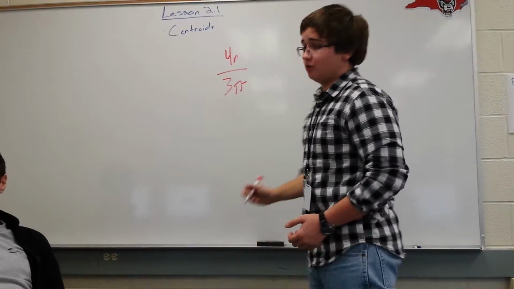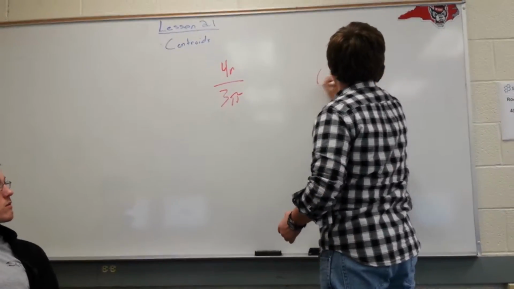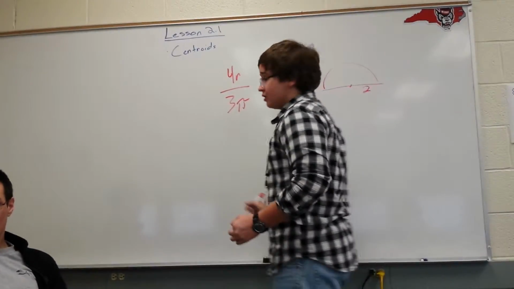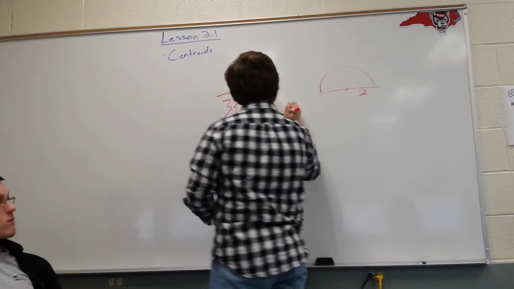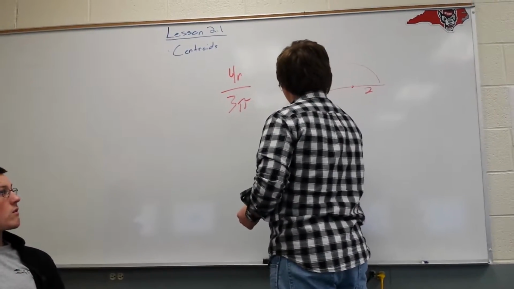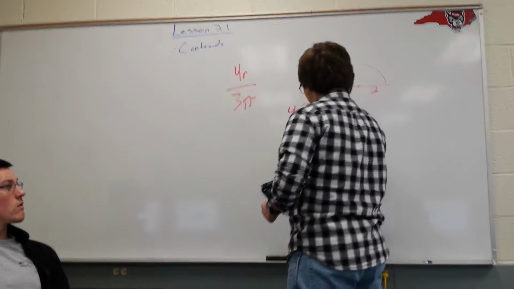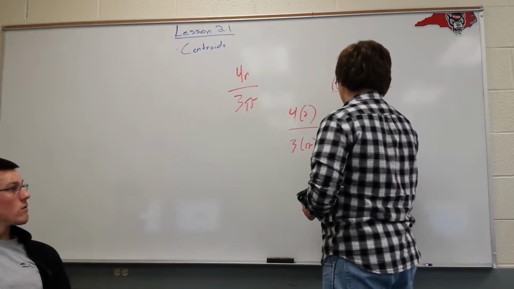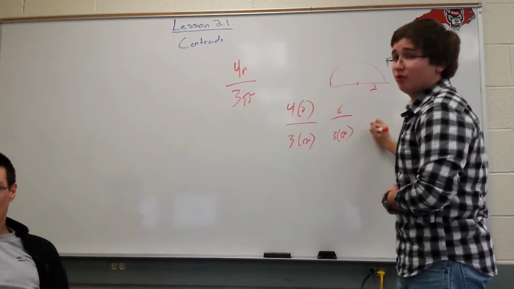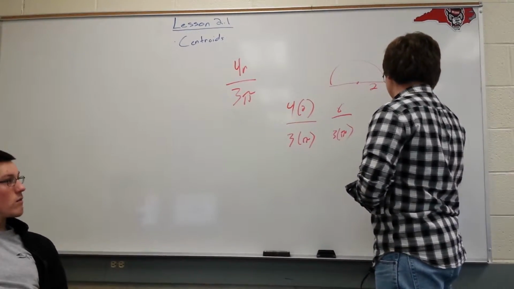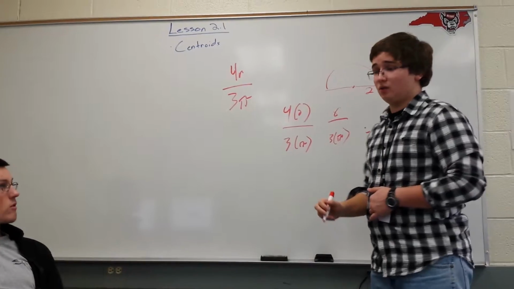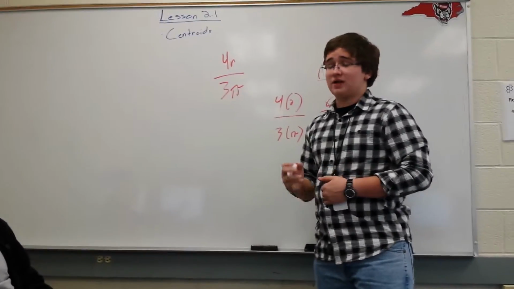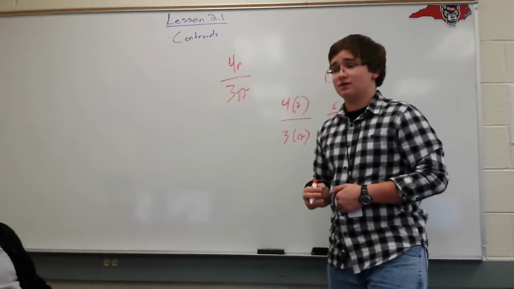An example of this would be if there was a semicircle with a radius of 2 inches. So it would be 4 times 2 over 3 pi. Multiply 4 by 2 and divide by 3 pi. When you divide, you end up with 0.8 inches, and that is where the centroid is. Well, you really end up with 0.849 inches, and that's where the centroid is located away from the axis.